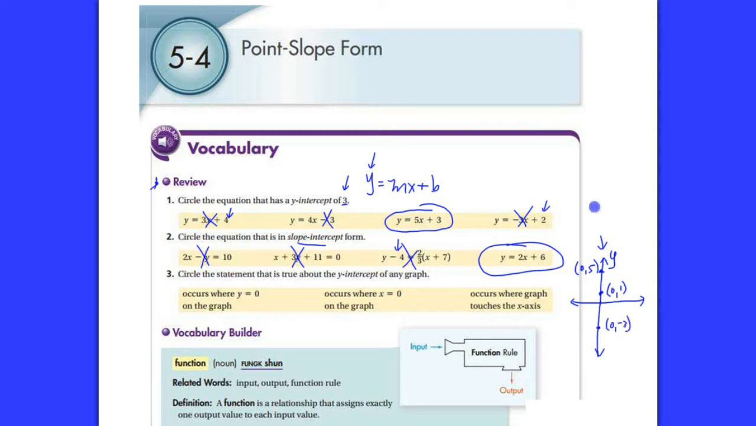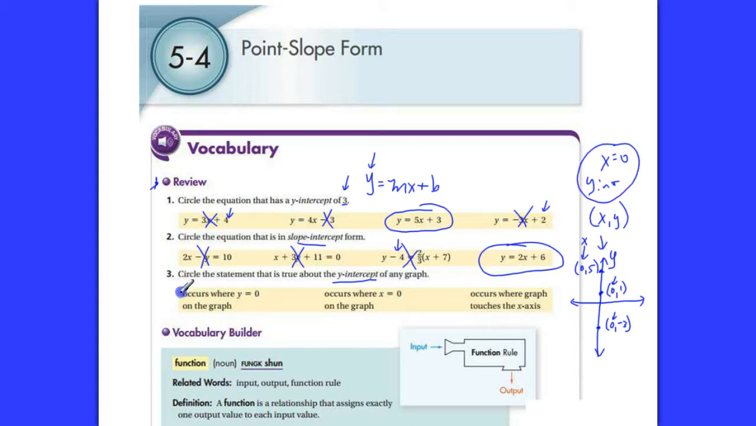As we consider what an ordered pair is, it's a value of (x, y). We'll notice that all of the points on the y-axis, the x value is equal to 0. You see that in my example here: (0, 5), (0, 1), (0, negative 3). So we're looking for a value where x is equal to 0 for the y-intercept.